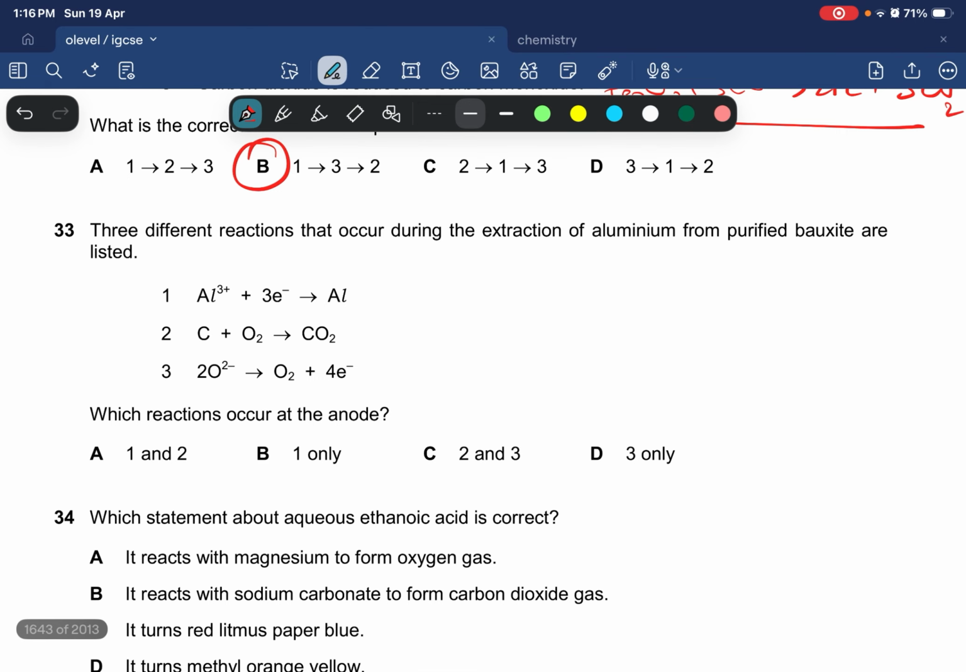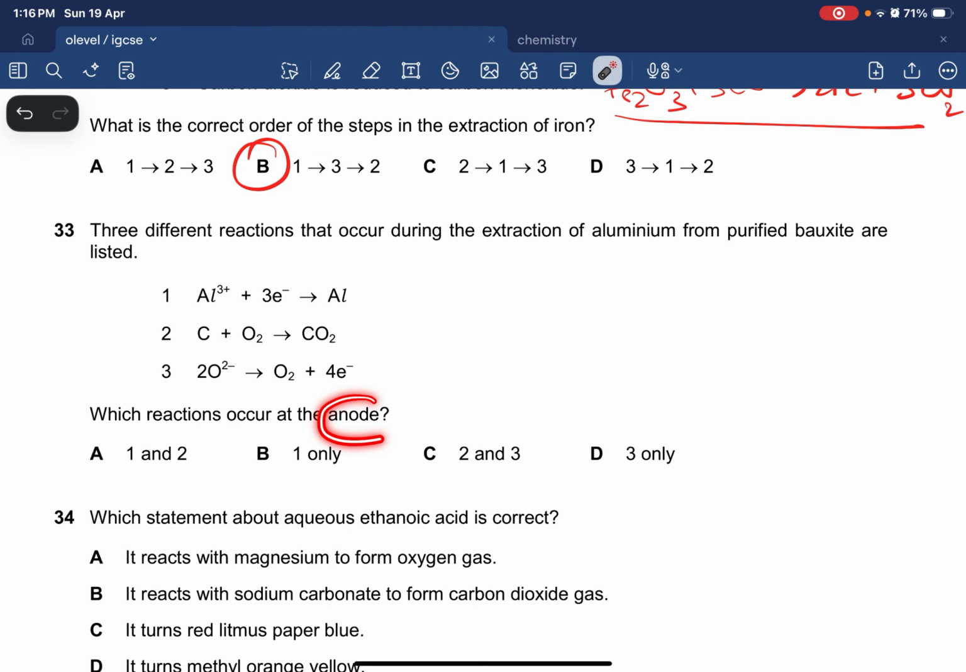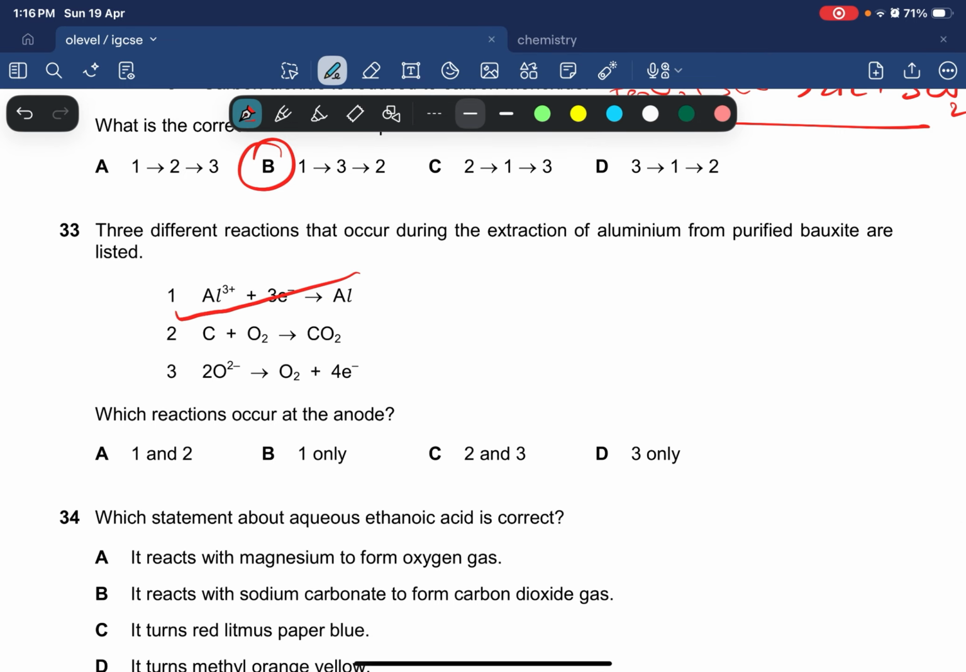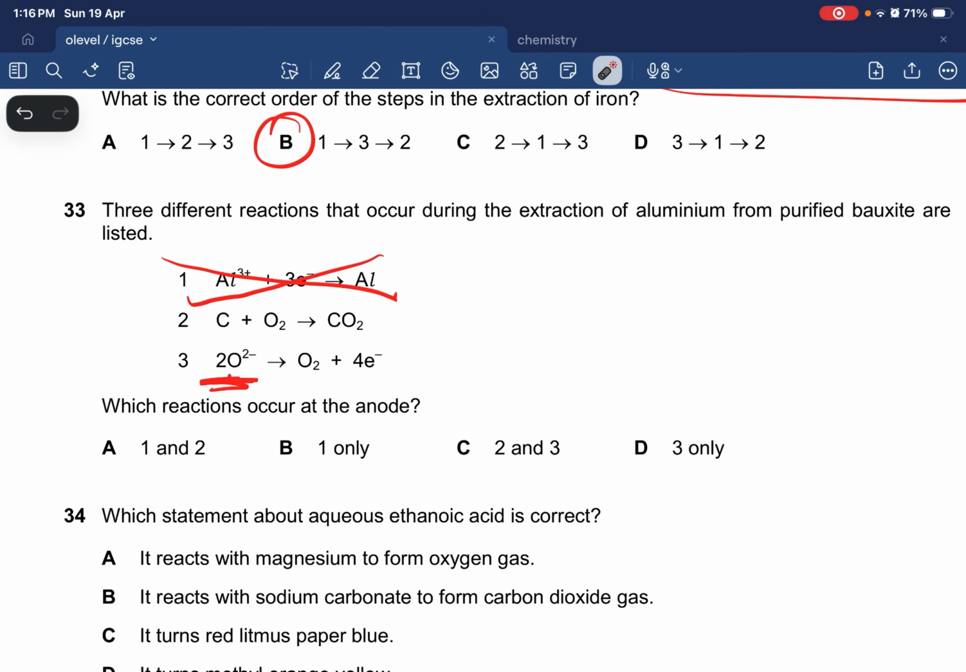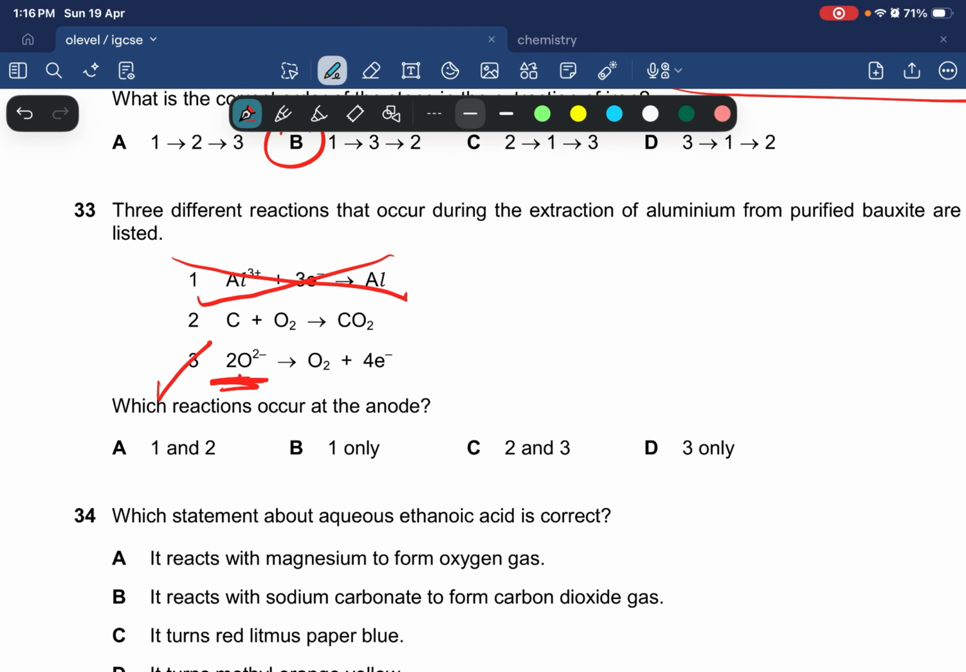3 different reactions occurring during the extraction of aluminum from purified bauxite are listed. Which reactions occur at the anode? You know, at the anode we cannot have positive ions. At the anode we have negative ions. Firstly, oxide ions are going to form oxygen and 4 electrons. Good. And then what's going to happen? The oxygen gas that's produced is going to react with the anode, because the anode is made up of graphite, which is carbon. So the oxygen that's formed reacting with the anode is going to form carbon dioxide. So it's 2 and 3.